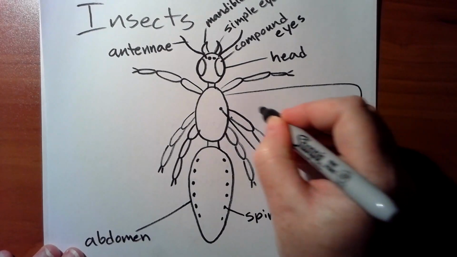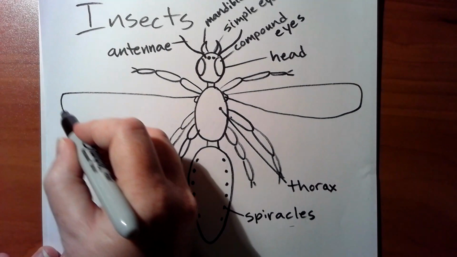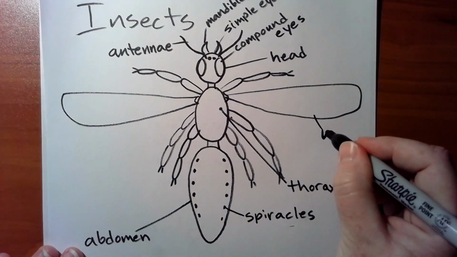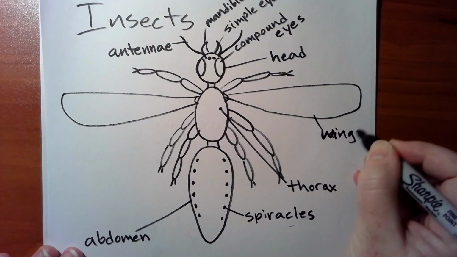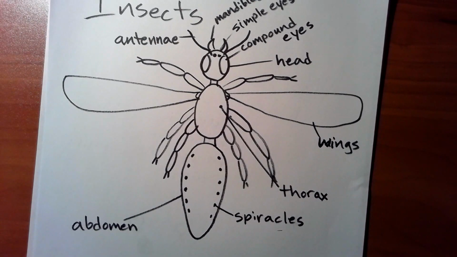Coming from here, we of course have wings. Wings will always come from the thorax. Ooh, I really can't spell now. Wings. Okay. And there's other parts like carapaces and things like that.